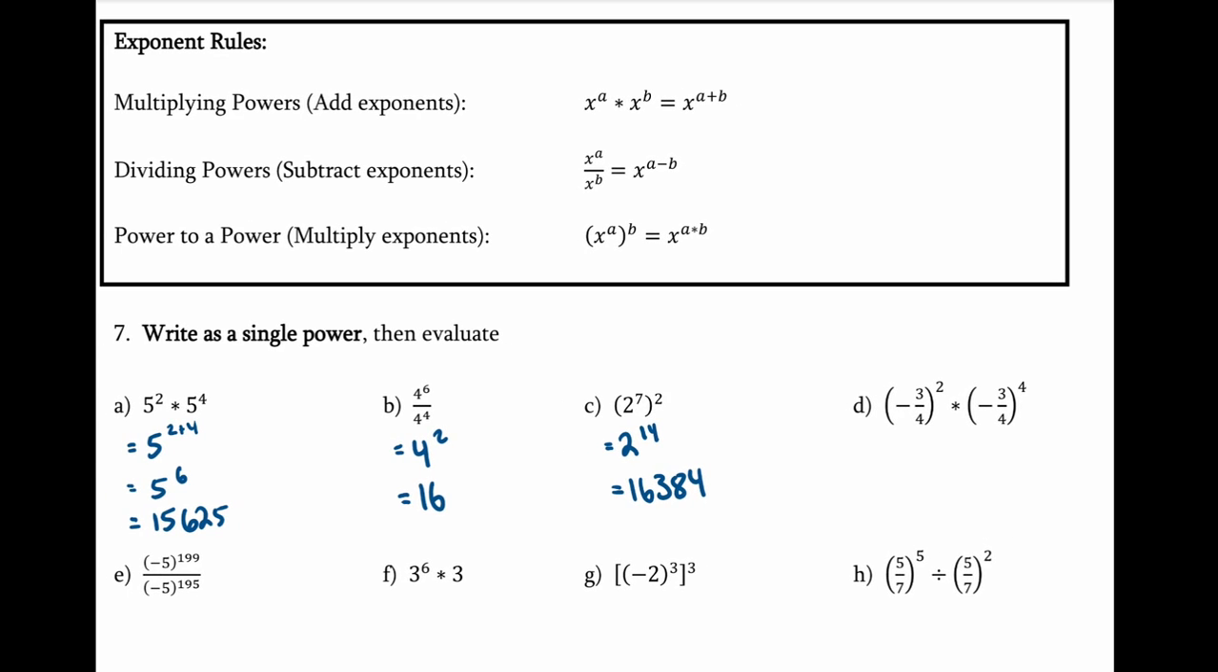D, even though I have fractions, it's still going to be the same thing. It's a power multiplied by a power. They have the same base. So I'm going to end up with negative 3 over 4 to the power of, because it's multiplying, I need to add my exponents, so 2 plus 4, which is 6. So that's it as a single power. If I want to evaluate it, that power of 6 goes to both parts. So negative 3 to the power of 6 and 4 to the power of 6.